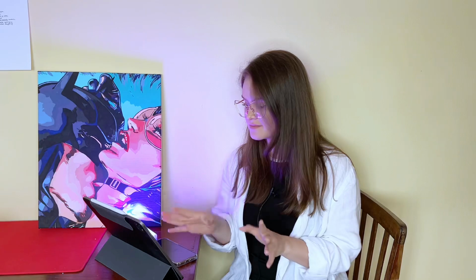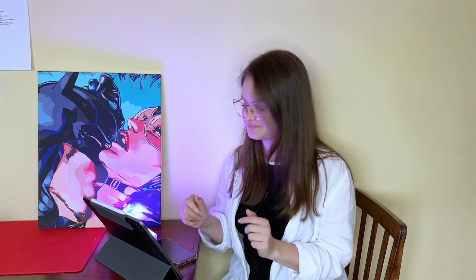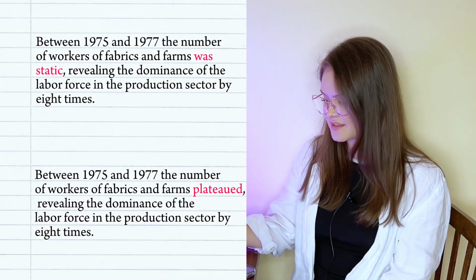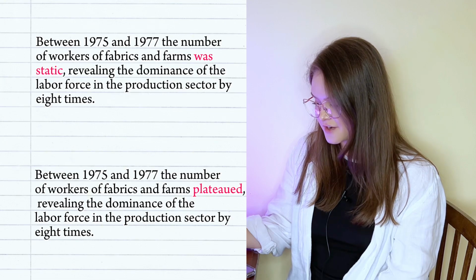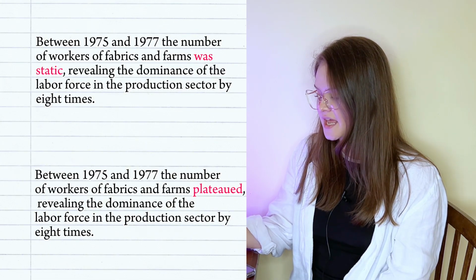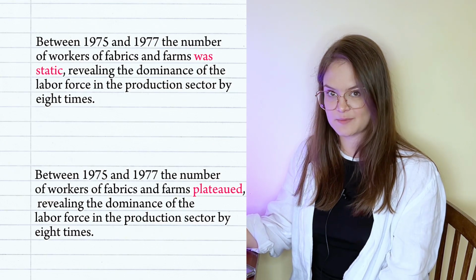Let's take a look at an example. This example I took from one of my students' writing part 1. And for now, let's not pay attention to the other mistakes or mishaps and just focus on the use of the verb to be. So, between 1975 and 1977, the number of workers of fabrics and farms was static, revealing the dominance of the labor force in the production sector by 8 times.